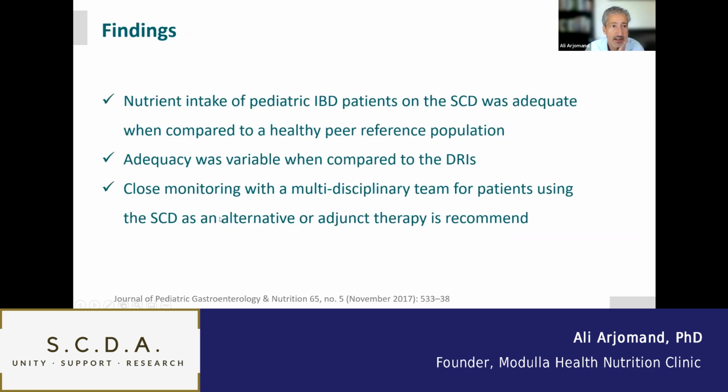Their intake. And the conclusions were that nutrient intake in pediatric IBD patients on SCD was adequate when compared to their peer reference population, even though they were healthy. So it was adequate. Adequacy was variable, however, when compared to the reference intake, those charts I showed you, we know that. And so close monitoring with a multidisciplinary team while on SCD is actually recommended. So that's an important conclusion they made.